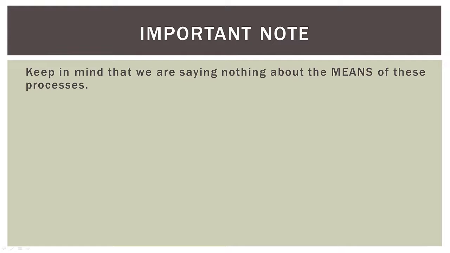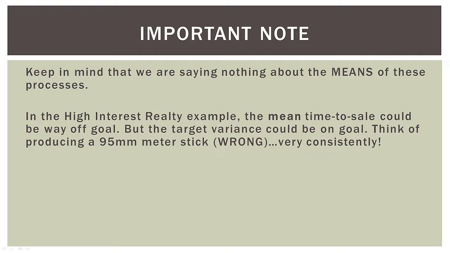So an important note here, keep in mind that we're not saying anything about the means of these processes. In the high interest realty example, the mean time to sale could be way off goal, but the target variance could be on goal. So think about producing a 95 millimeter meter stick, which is wrong. It should be 100 millimeters. Producing a 95 millimeter meter stick, but doing so very consistently.